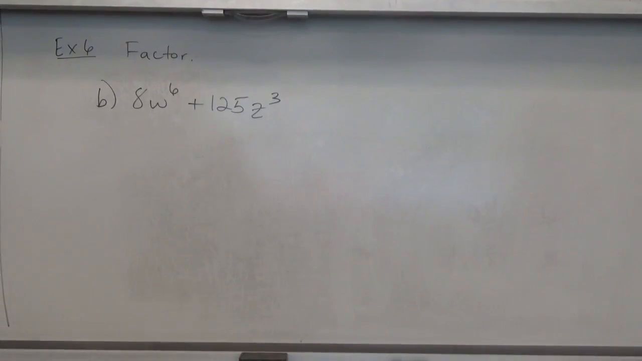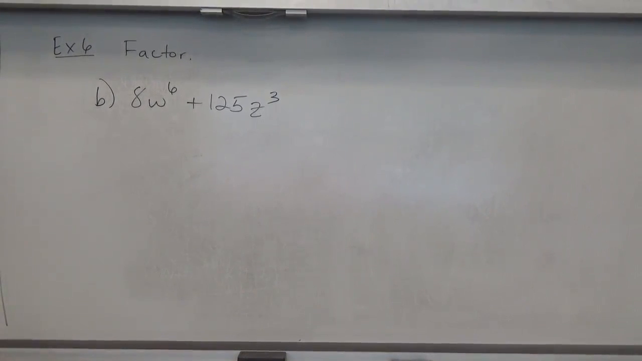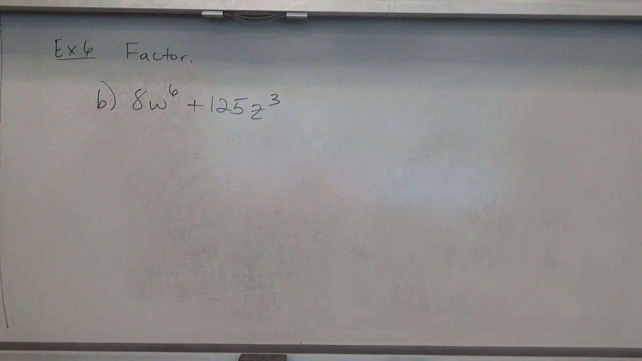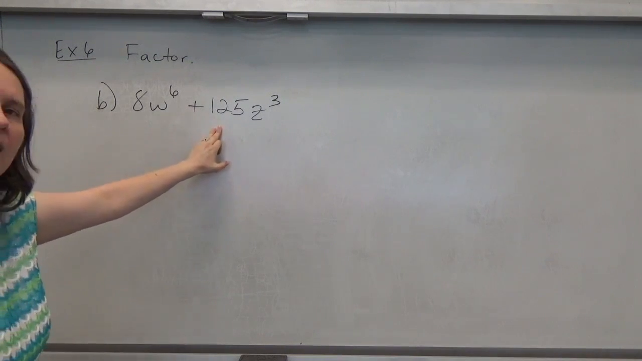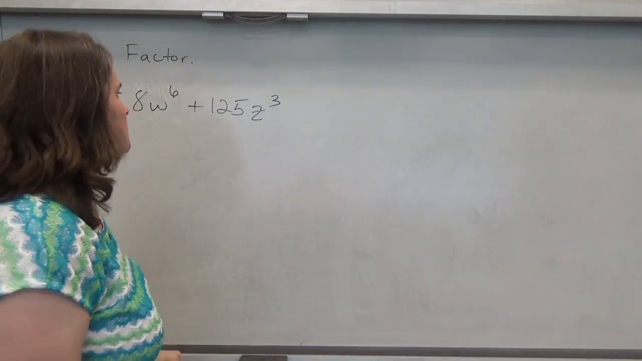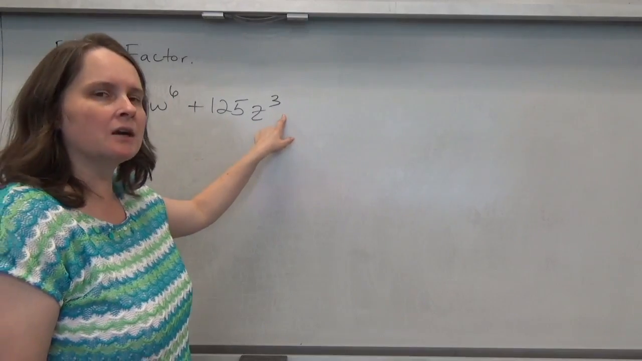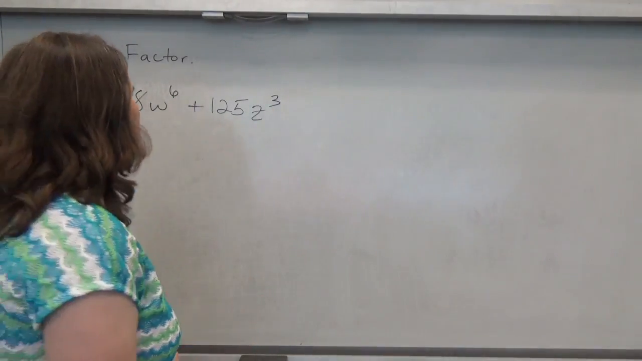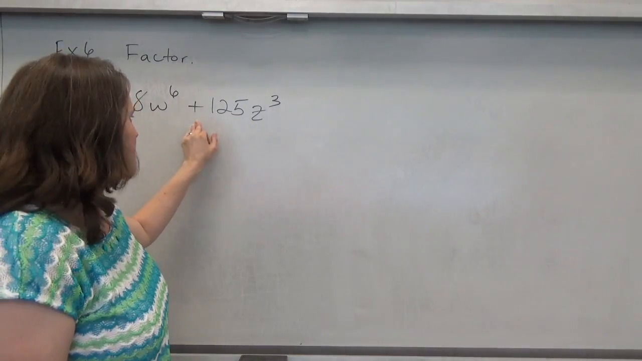Okay, let's look at part B. We're going to factor 8w to the 6th plus 125z to the 3rd. How in the world are we going to go about factoring this thing? Well, hopefully you recognize your 8 and your 125 as perfect cubes from the list that I gave you earlier. Also, these exponents, since they're divisible by 3, are also perfect cubes. So these are being added, so we have a sum of cubes.